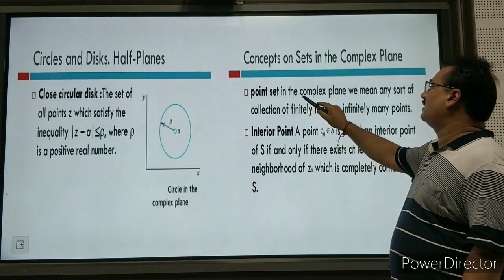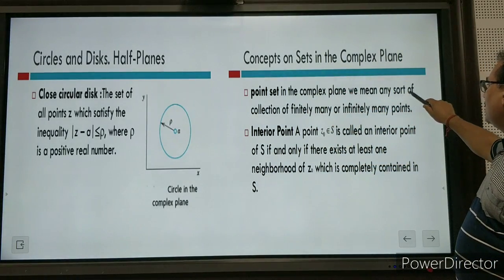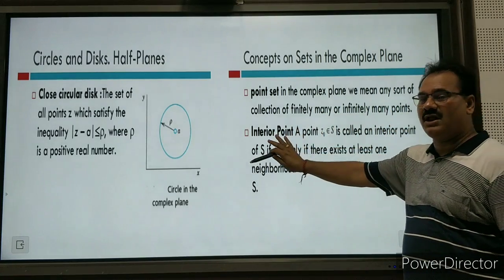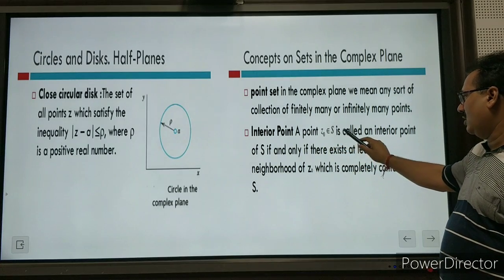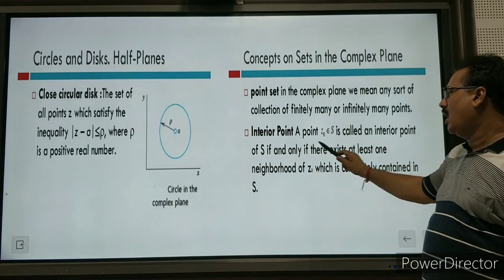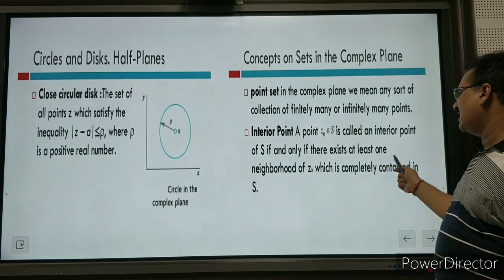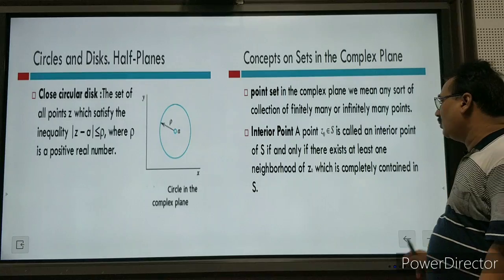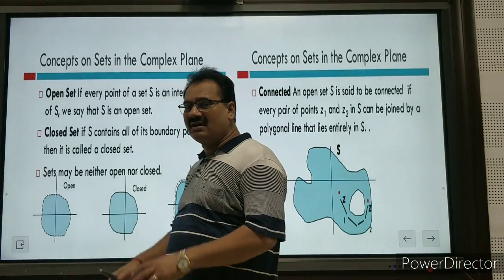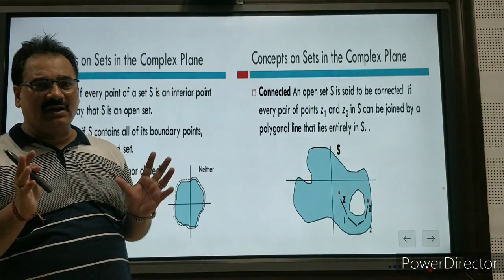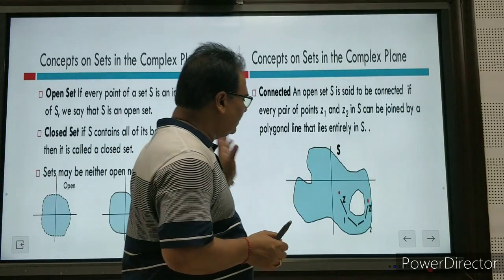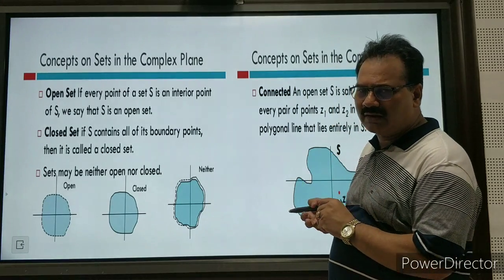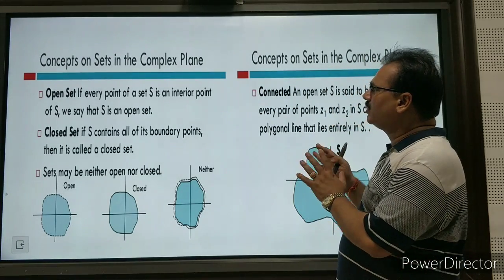By a point set in the complex plane, we mean any collection of finitely many or infinitely many points. And what is an interior point? A point z naught belonging to S is called an interior point of S if and only if there exists at least one neighborhood of z naught which is completely contained in S. Sometimes these definitions are required during the discussion of complex variables or complex integration, so I think it is necessary for every student to go through them before starting complex variables.